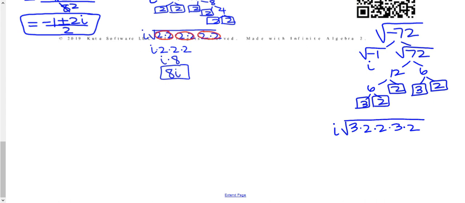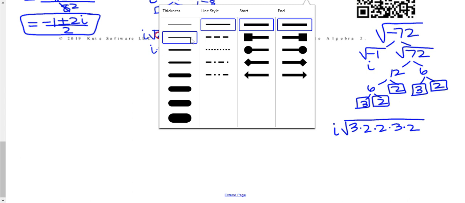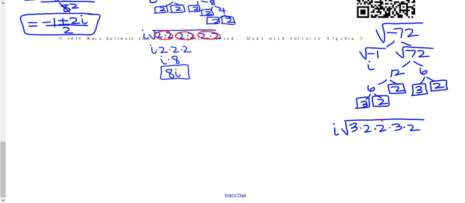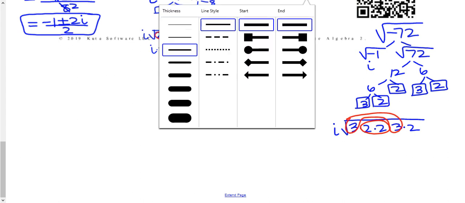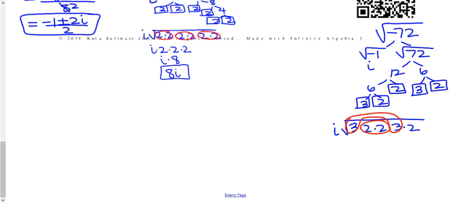So I'm going to circle some pairs. Circle my 3 pair like this. Didn't put them in the right order, but that's okay. Which means I'm going to be taking out a 3 and a 2. So I have 3 times 2 times I, leaving that loner 2 on the inside there. This becomes 6I root 2.